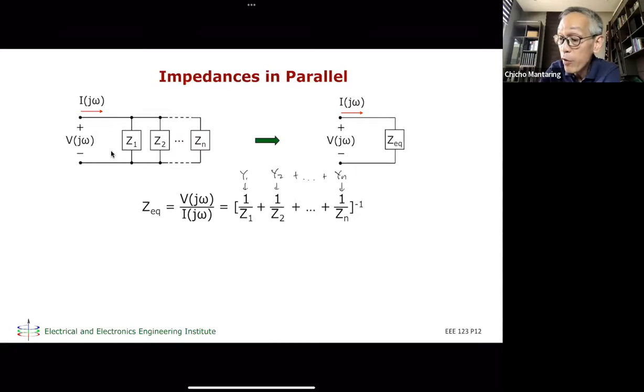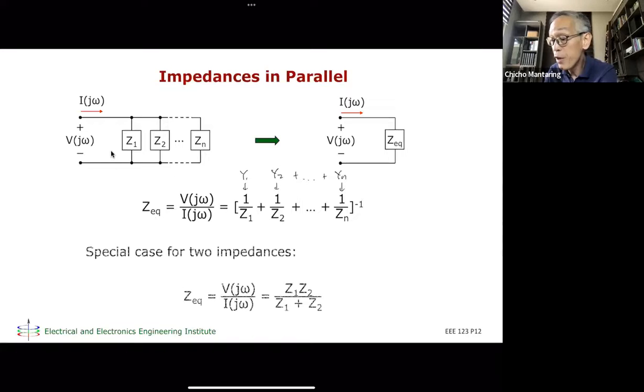So the equivalent impedance is the reciprocal of the sum of all admittances. And when you have a special case, two impedances, it's the same, no? The formula is just product over the sum. So for two impedances, Z1 and Z2, the Z equivalent is Z1 Z2 over Z1 plus Z2.